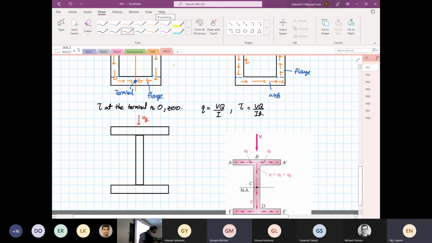And again, we will label this as our flange. This is our web. This is our flange. Okay. Then I'm going to construct our shear flow again. Okay, that's how our shear flow is constructed. So that controls the flow of the shear flow.